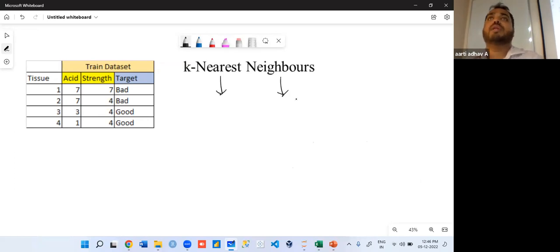Now the question comes, how many neighbors? How many neighbors do you trust? Either 2 you can trust, or 1 you can trust, or 3 people you can trust. So K defines the number of nearest neighbors. It's a value. For example, if I say K is 2, how many neighbors do we trust? 2 neighbors. If I say K is 3, how many neighbors? 3 neighbors. Clear? So K defines the number of neighbors.